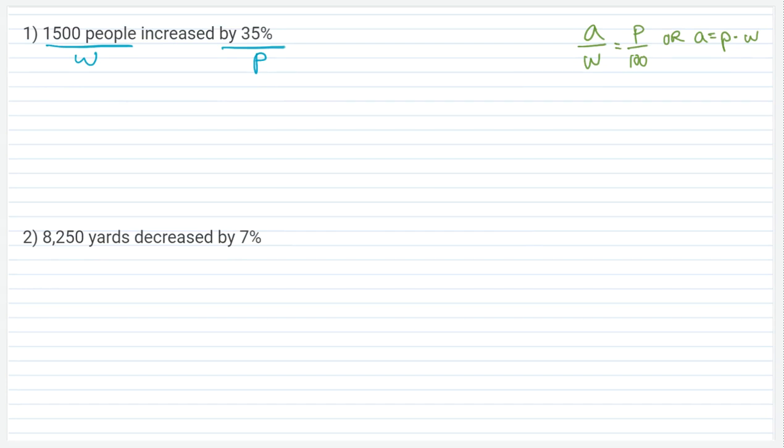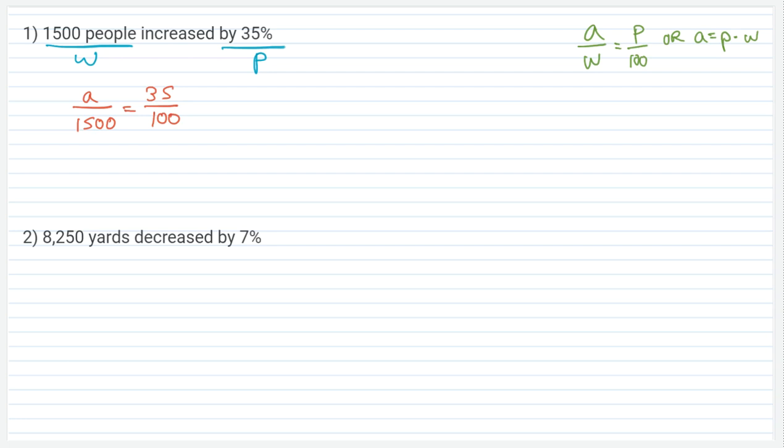So as I was trying to underline, 1,500 people is going to be our W. That's our original, our starting value. And then that 35% is that percent increase. So that's going to obviously represent the percentage within our proportion. So when I set up our proportion, we're going to have A over 1,500 is equal to 35 over 100. So again, we're trying to find A, the part, the amount that actually is representing that 35% increase. Because right now we only know the percentage. We actually want to know the number of people that are represented by that 35% amount.